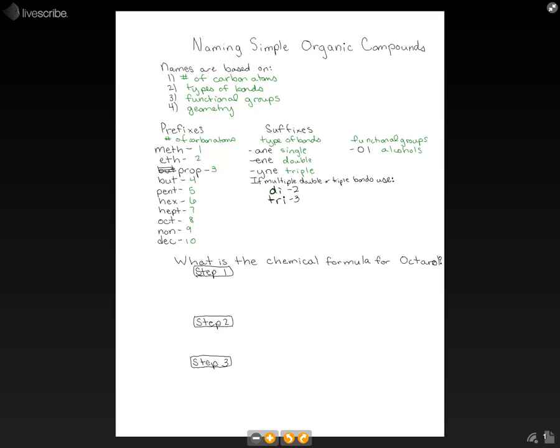So what is the chemical formula for octanol? So step one, we're going to rewrite the name. And I've kind of split it up a little bit, you can probably see. So we have oct and an ol. So the oct is our prefix. So we look at our list of carbon atoms and we can see we have oct as 8. So that means we have 8 carbon atoms.